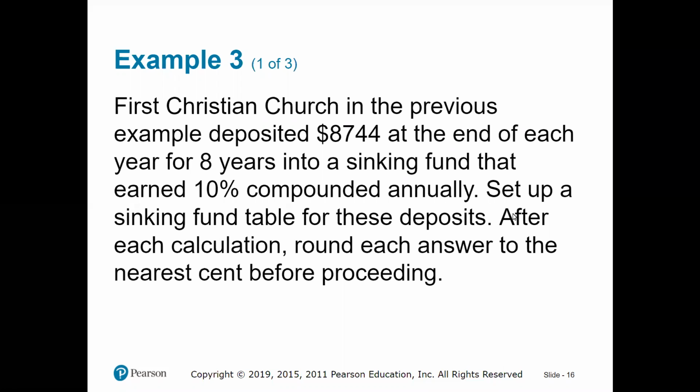So First Christian Church in the previous example deposited $8,744 at the end of each year for 8 years into a sinking fund that earned 10% compounded annually.